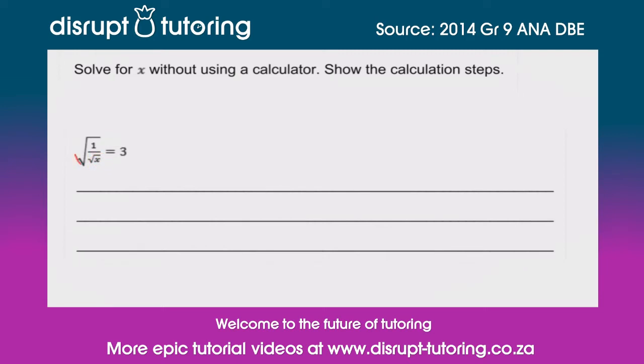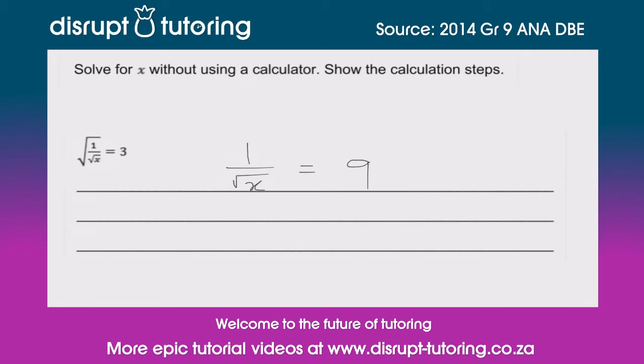Right, so the very first thing we need to try and get rid of is the square root. So let's get rid of that square root. What would we do? We would square both sides. So if we square the left-hand side, the square root would go away and we'd be left with 1 over the square root of x equals, and we have to square the other side, 9.